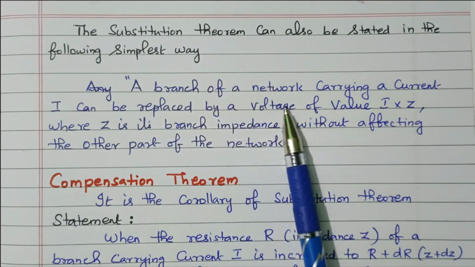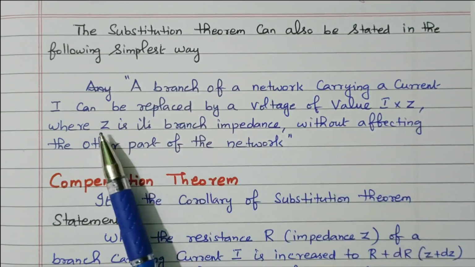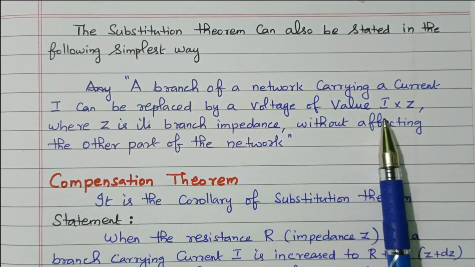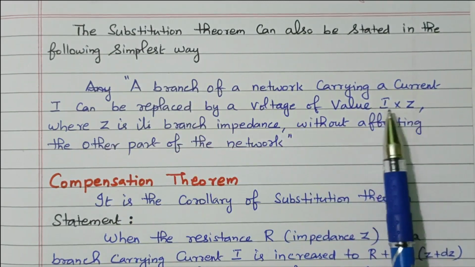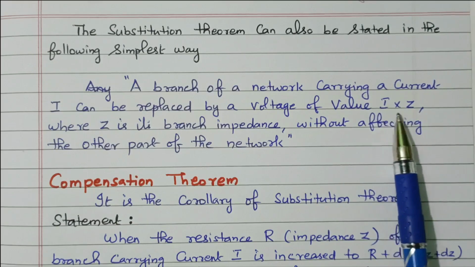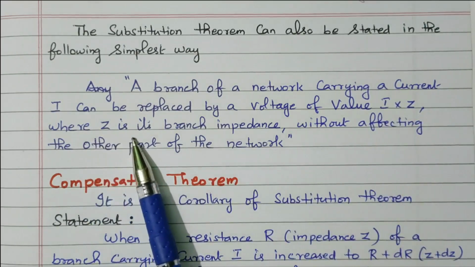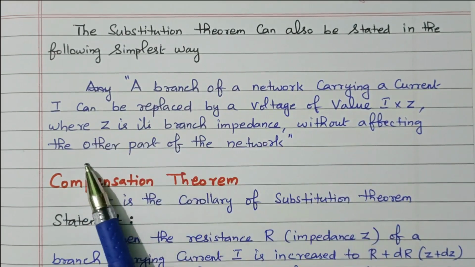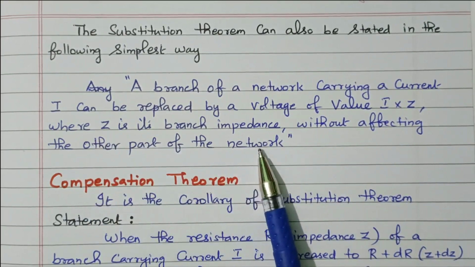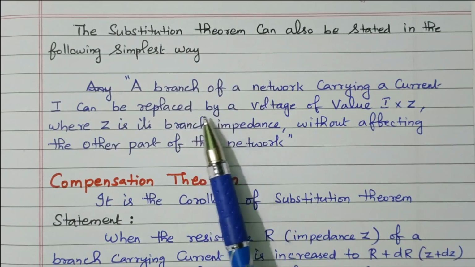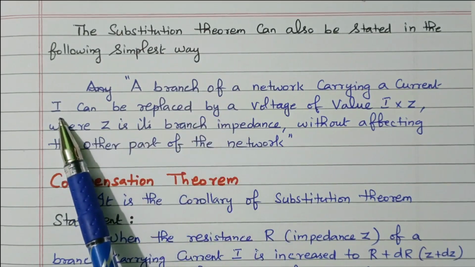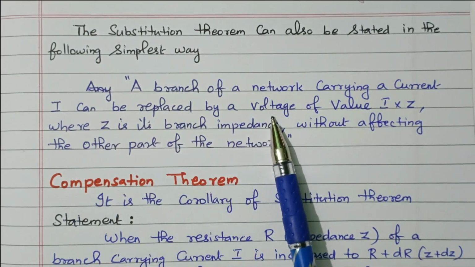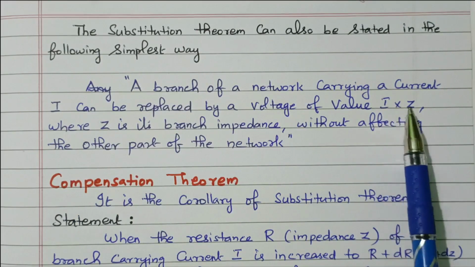A branch of a network carrying a current I can be replaced by a voltage of value I into Z. V equal to I into R, I into Z, current into impedance, where Z is its branch impedance, without affecting the other parts of the network. Right? So the branch of a network carrying current I, in that we are going to replace with a voltage. That voltage value is I into Z.